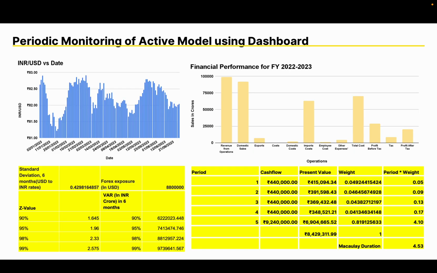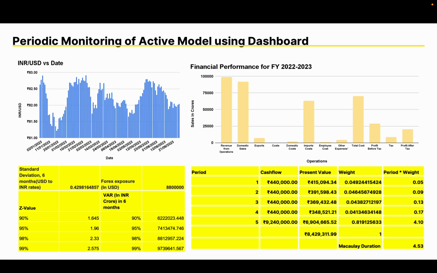Finally, for the implementation of periodic monitoring of these active models, we have a live dashboard over here where we can see the INR and USD data. Along with that, we also have the financial data of Baggins Limited, Value at Risk data, which will help us monitor the foreign exchange losses, and duration analysis data, which will help us monitor the adverse movement in interest rates.